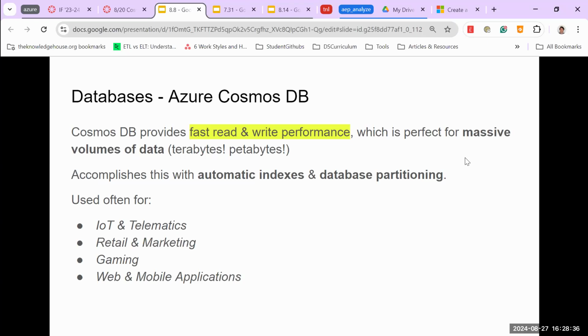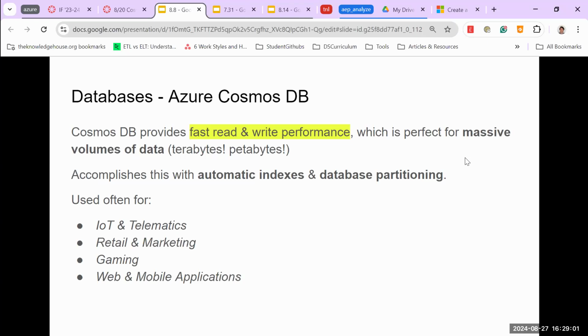But anyways, we often use Cosmos databases for Internet of Things and telemetrics, retail and marketing, gaming, and web and mobile applications. And the reason that we use the Cosmos database for these high volume systems is due to something called automatic indices as well as database partitioning.